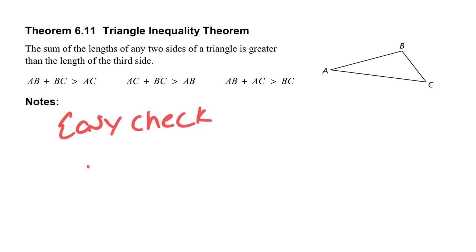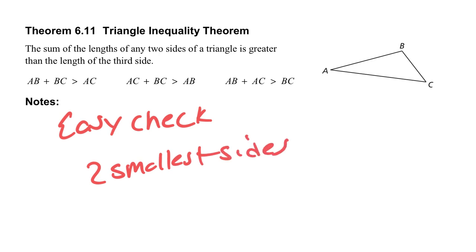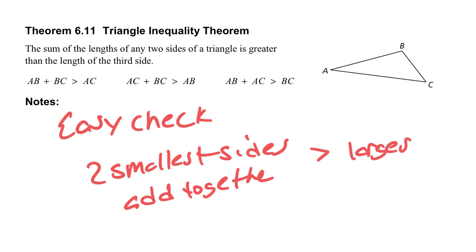This basically means you can take the two smallest sides. If you add them together, they have to be greater than the largest side. Now, notice there's no equal to symbol. They have to be greater than the largest. All right, so let's actually get into practicing some of this stuff.